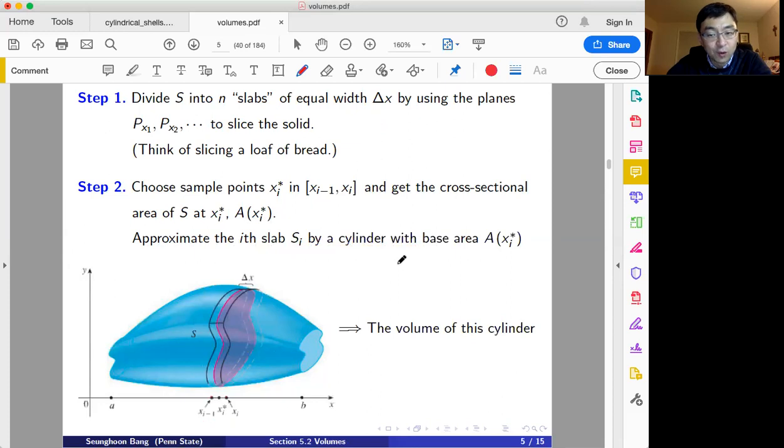So what's the volume of this cylinder? We can use volume equals the area of the base times the height. Here, A(xi*) is the base, this red one. This base is exactly A(xi*), and delta x is the height. This is the height, right? This is delta x.